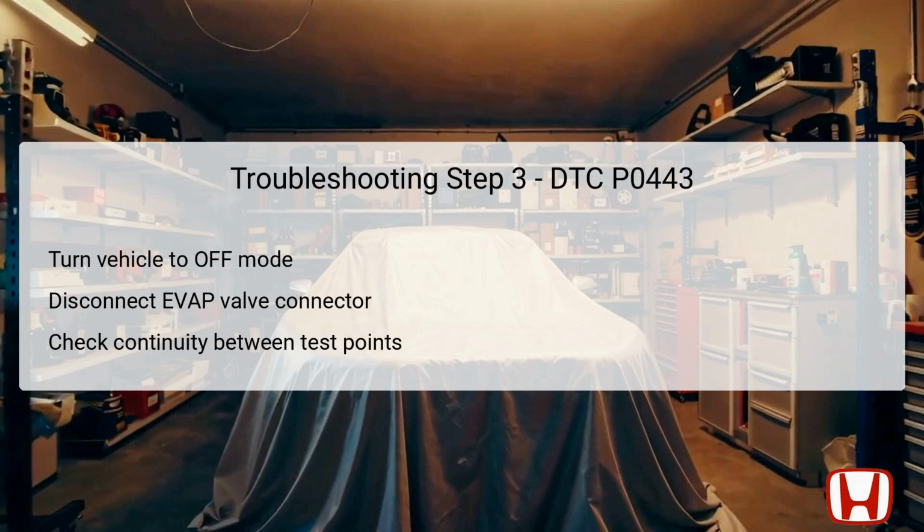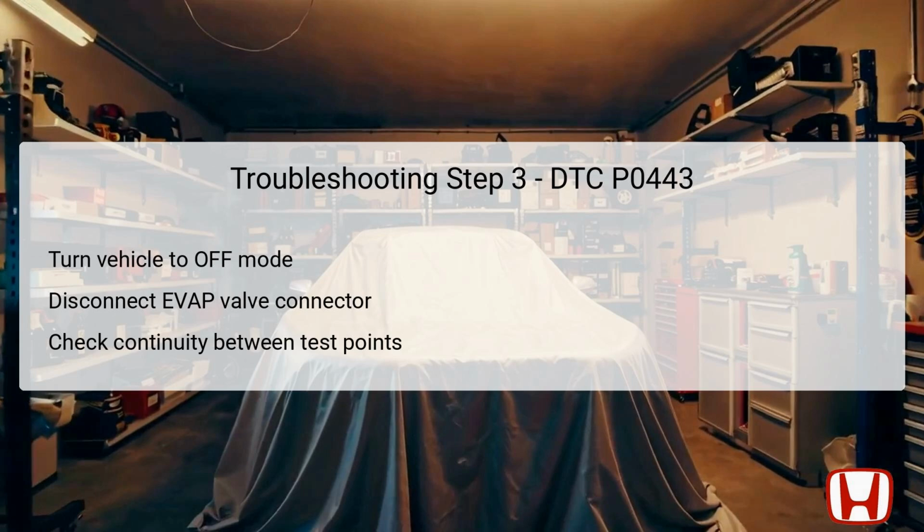In Step 3, once the vehicle is turned off, disconnect the 2P connector from the EVAP Canister Purge valve. Continuity testing is essential to ensure the electrical circuit is functioning properly. With the valve disconnected, check for continuity between the specified test points using a multimeter. Test point 1 is located at the female terminal number 1 of the disconnected connector, and test point 2 is connected to body ground.